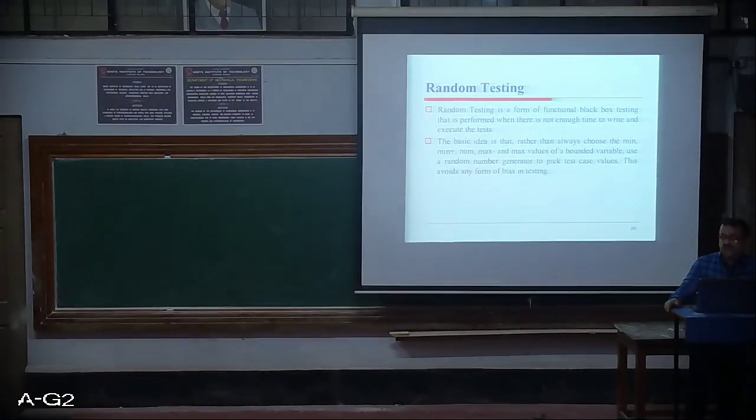They basically use a random number generator to pick the values from the input domain to generate the test cases. The advantage of this methodology is that it avoids any form of bias in the testing. Because the value is taken from the input domain through a random number generator, there is less likelihood of any bias in the testing methodology. So that is another variation of boundary value analysis.